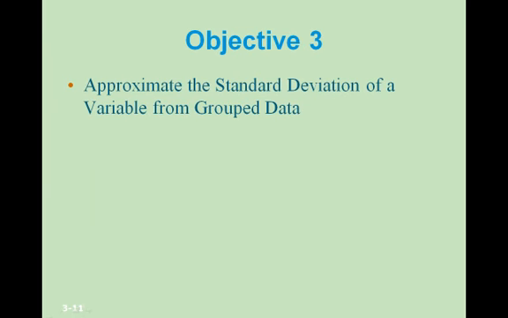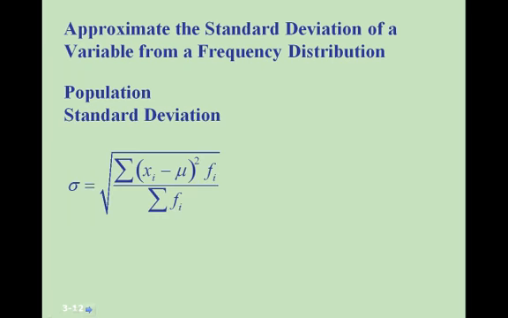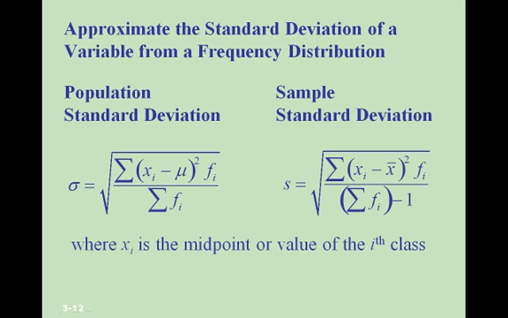Objective 3, we want to approximate the standard deviation of a variable from grouped data. To do this, we'll look at a formula for the population standard deviation and also for the sample standard deviation. Notice we're using the same symbols, sigma for population standard deviation and S for the sample standard deviation. In these formulas, x sub i is the midpoint or the value of the ith class, same as it was for our mean from grouped data, and f sub i is the frequency of the ith class.